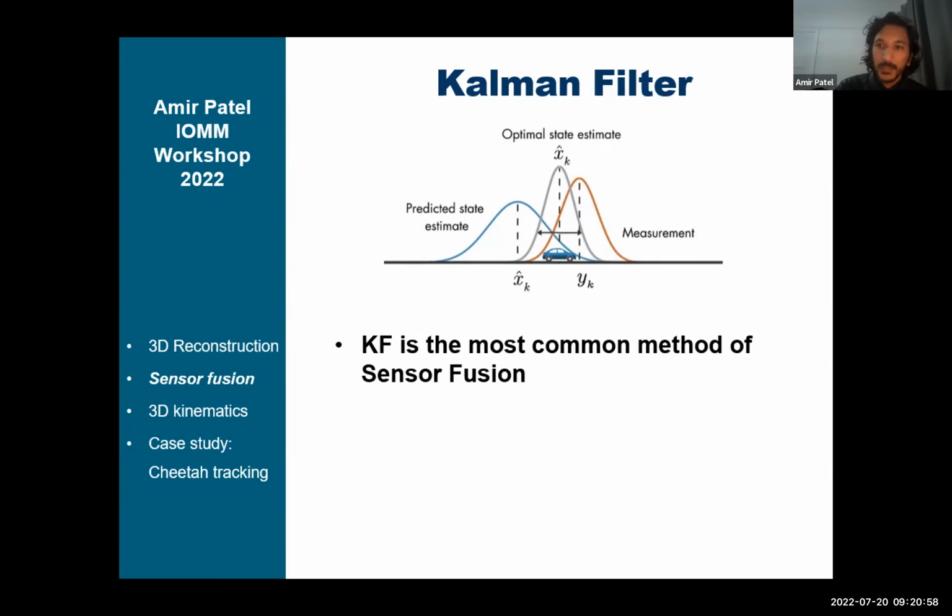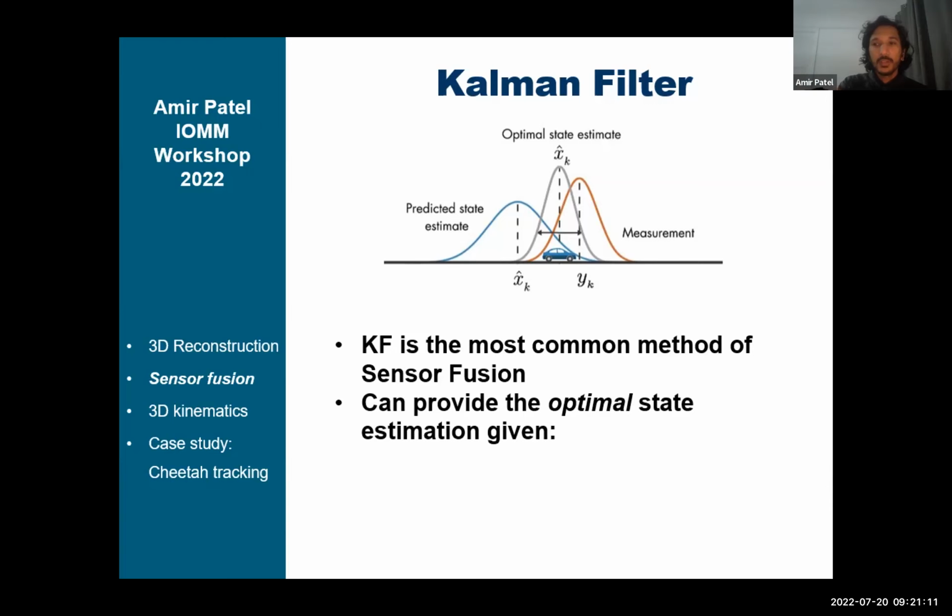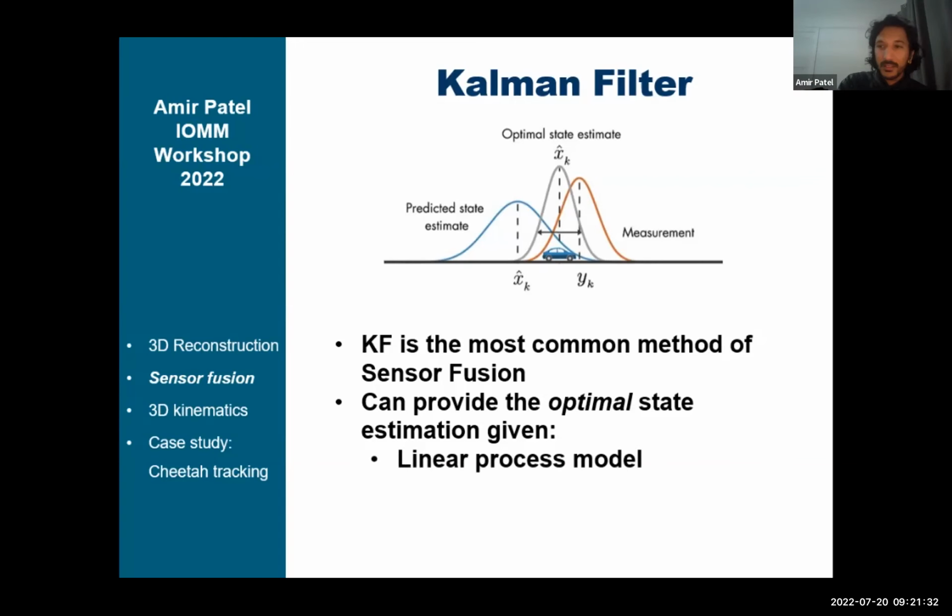I think it was invented in the 1960s, and it's one of the most common methods for fusing multiple sources of information and data. It can provide you the optimal state estimate. When I talk about a state, I'm talking about the variable quantity which describes the system. If you're following a car, it will be the position. If you're a cheetah, it could be the angle of the tail, things like that. And it gives you the optimal state, proven mathematically, if you have a linear process model.